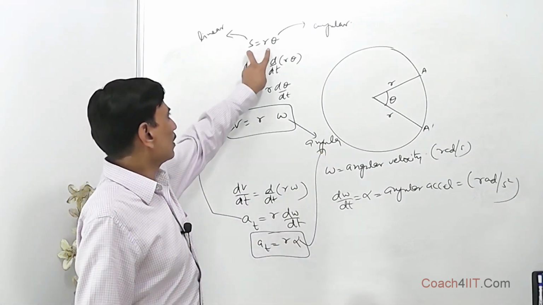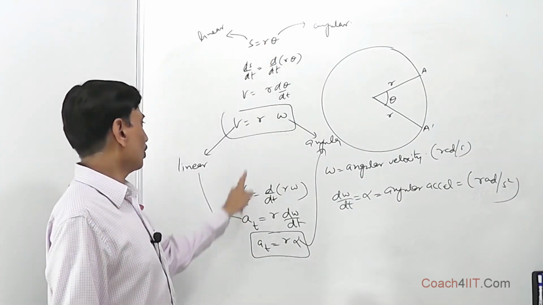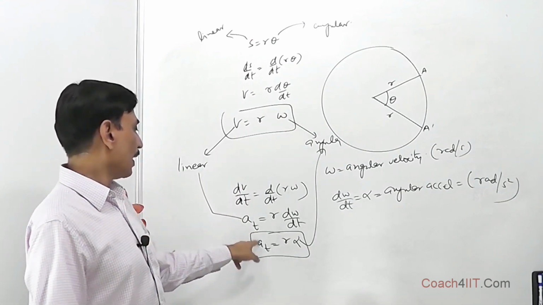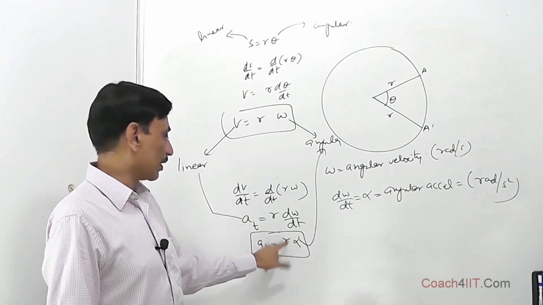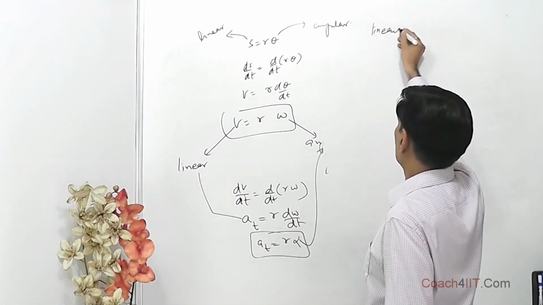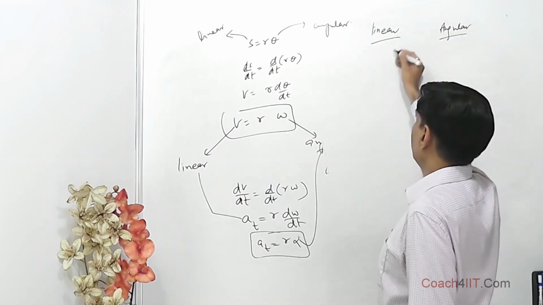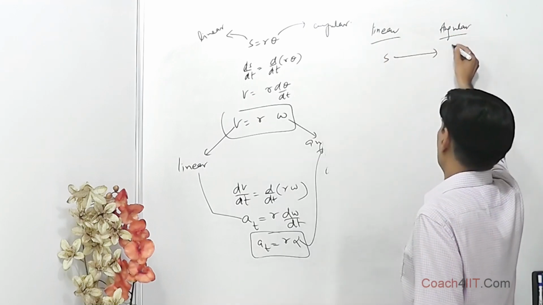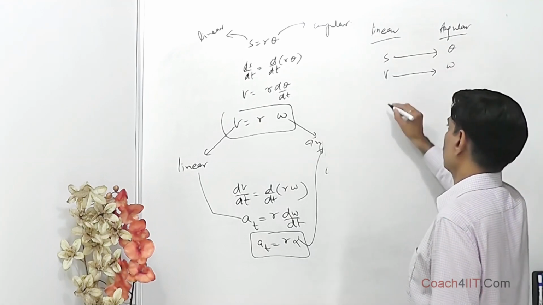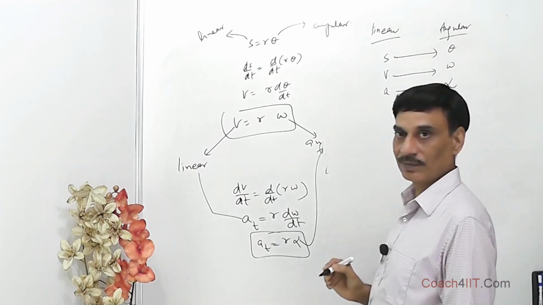Linear and angular, they are connected by r only. s is equal to r theta. v and omega connected by r: v is equal to r omega. a is equal to r alpha. a and alpha connected by r. So if we talk about linear and angular or circular motion, in linear we have s, over here we have theta, over here we have v, over here we have angular velocity, over here we have acceleration, over here we have angular acceleration.